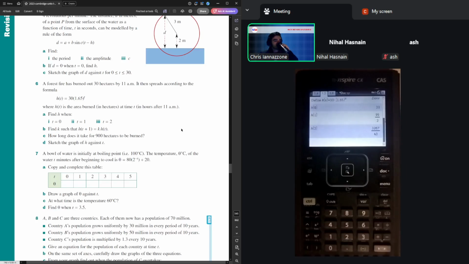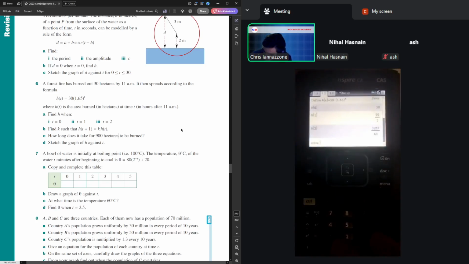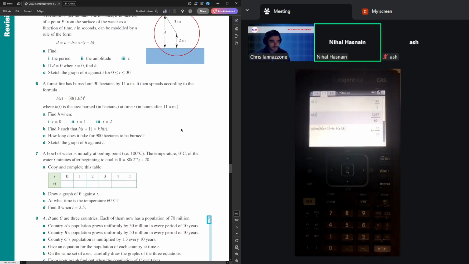Do we just use a solve function and shove the value in and solve for k? Yes, that's exactly what we would do. We would write down precisely what is written on the equation in a CAS solve for k. That's exactly right. Nicely done. H of bracket x plus 1 is equal to k times h of x, comma k. That gets us our k value. Nice.